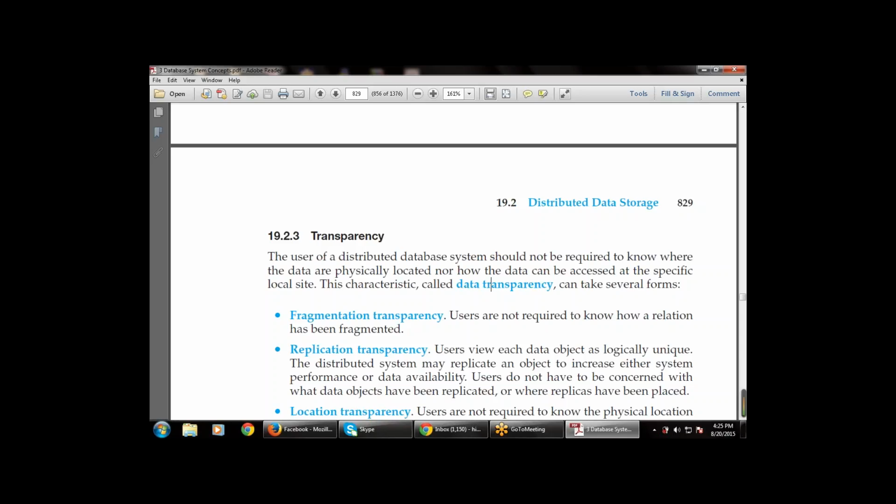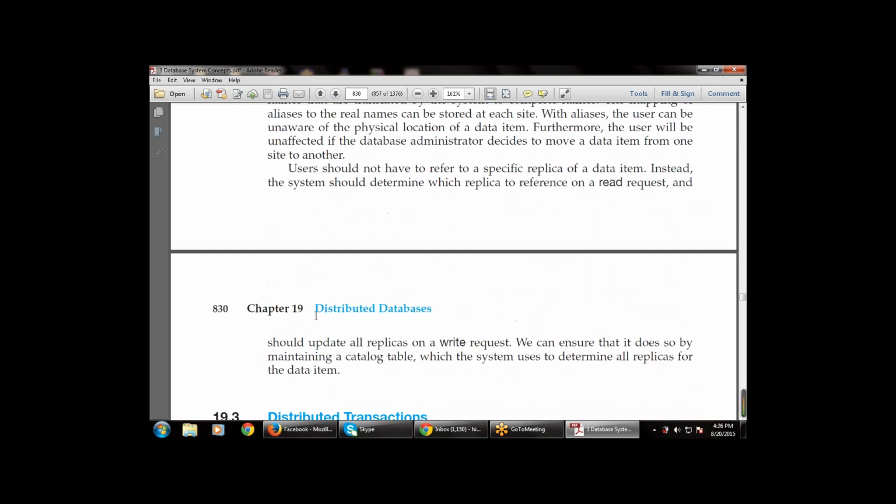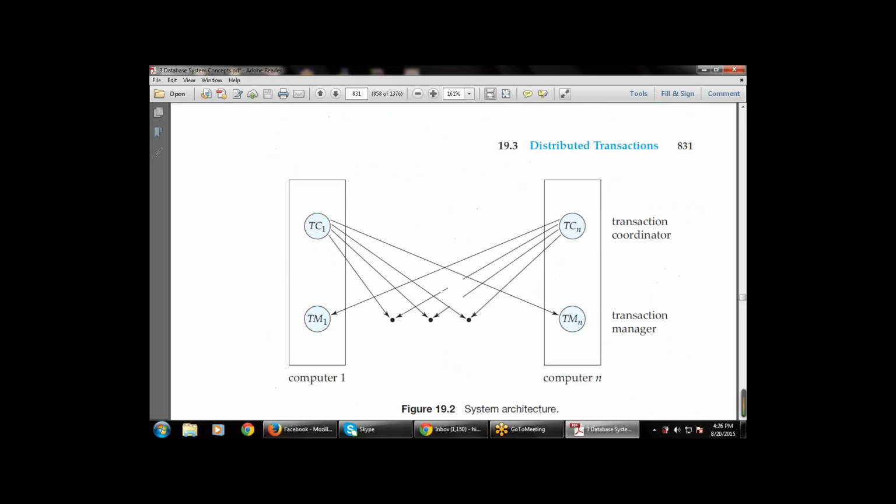Then replication transparency, that is, duplication across the various sites. The same data will be available at multiple sites, but that replication is not visible to each and every user. Then location transparency, where the location is likewise transparent to each and every user. Then next is distributed systems, or we can say distributed transactions.